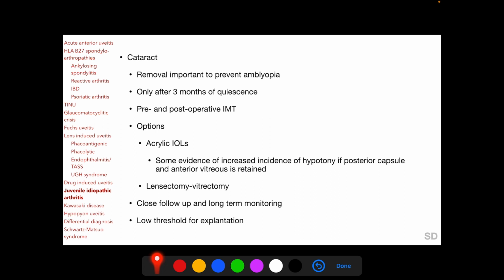Pre- and post-operative immunomodulatory therapy is preferred when cataract surgery is performed, and options of cataract surgery include acrylic IOLs or lensectomy vitrectomy. Some experts prefer lensectomy vitrectomy and keeping the child aphakic because there is some evidence of increased incidence of hypotony if posterior capsule and anterior vitreous is retained. Following cataract surgery, close follow-up and long-term monitoring is essential. And following cataract surgery, we should have a low threshold for IOL explantation if the IOL is not tolerated.